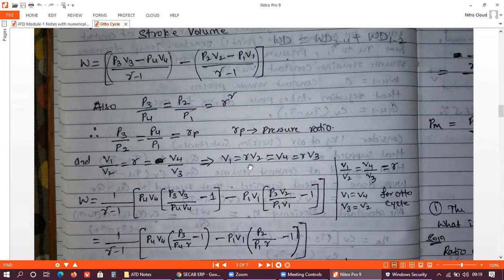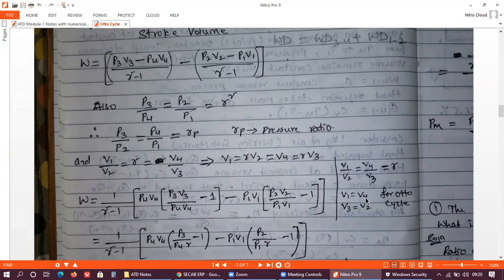From this equation, I can say that V1 is equal to R V2 and V4 is equal to R V3. So these equations are the same here. V1 is equal to R V2, and V4 is equal to R V3, right? Because of this ratio.